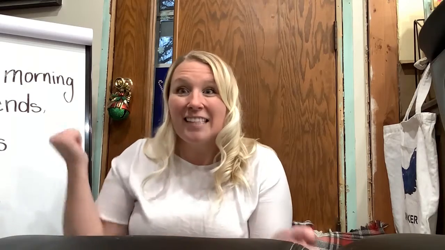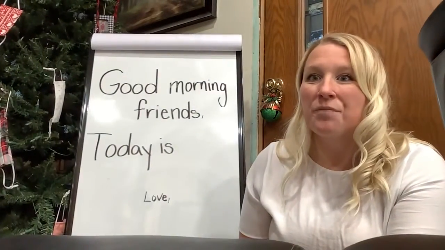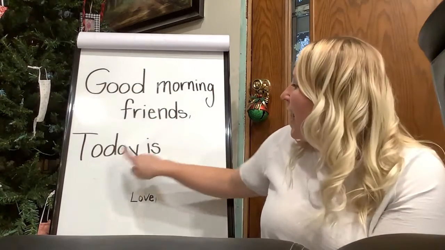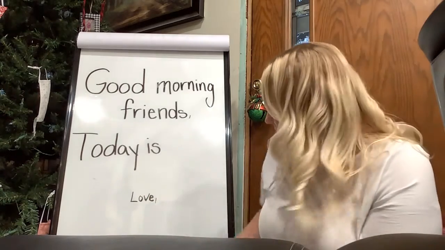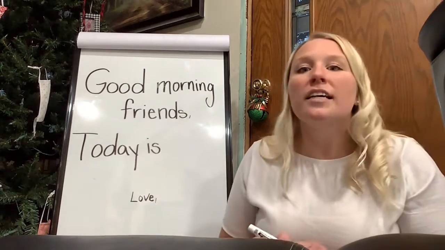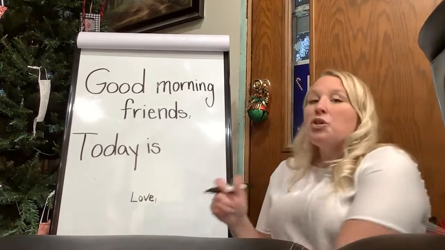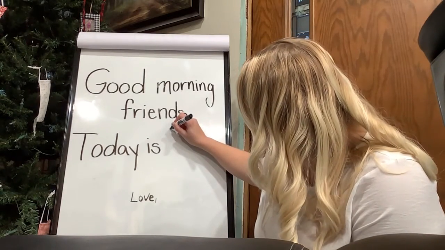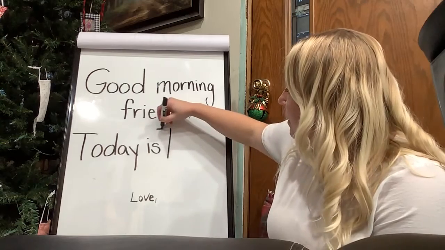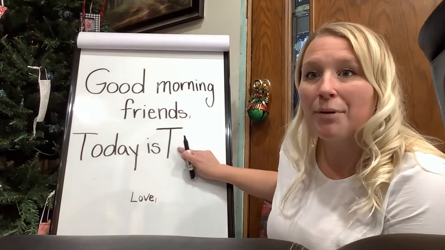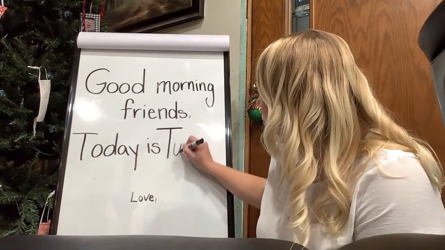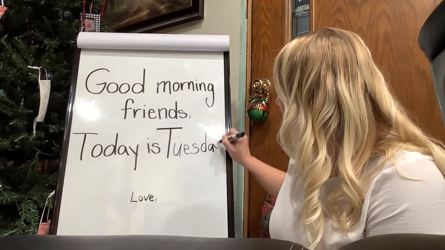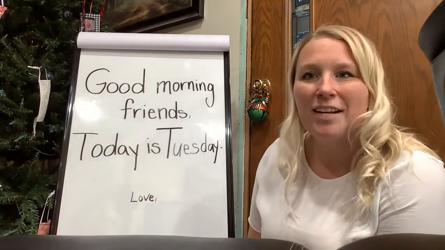All right, friends, let's take a look at our message this morning. Today it says, good morning, friends. Today is, what is today? Yeah, today is Tuesday. Tuesday starts with the letter T. To make a T, we're going to start at the top, pull straight down, make the line across at the top. That is an uppercase T. Then we need a U, E, S, D, A, Y, and a period at the end to finish our sentence.